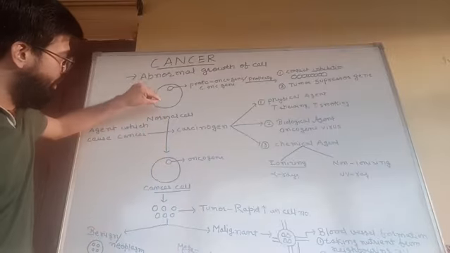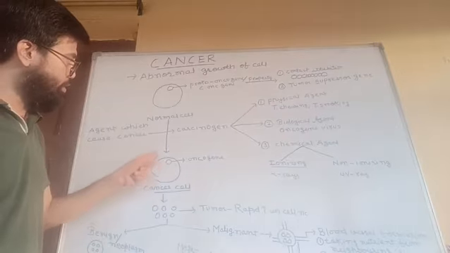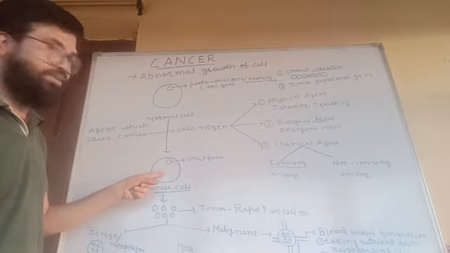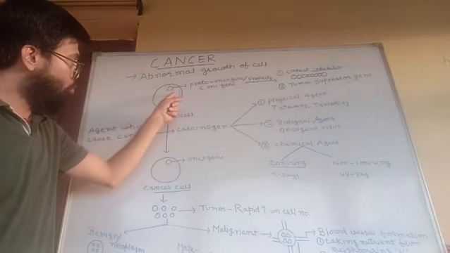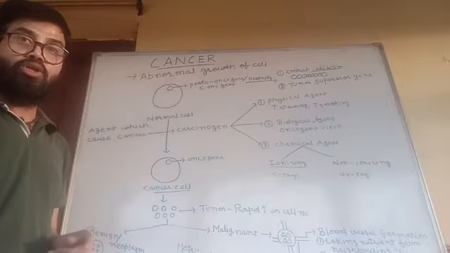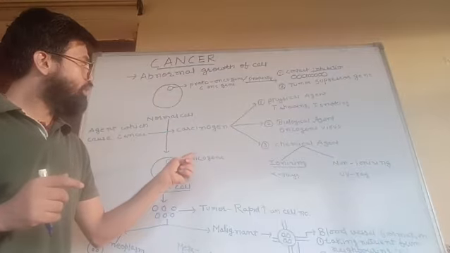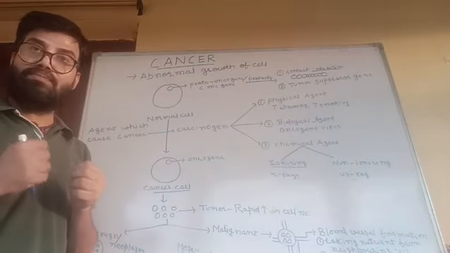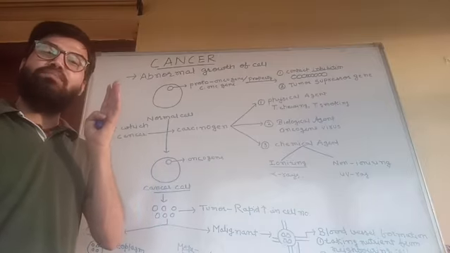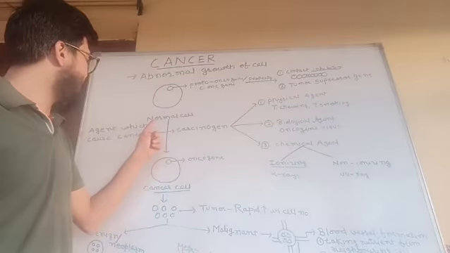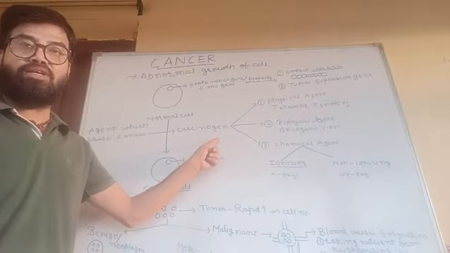But my dear students, this normal cell will change into a cancer cell, and here you can see that the gene also changes: the proto-oncogene will be changed into the oncogene. So who is responsible for changing the proto-oncogene into the oncogene? There will be some agent that helps in doing this process. The agent which helps in doing this process is known as carcinogen.